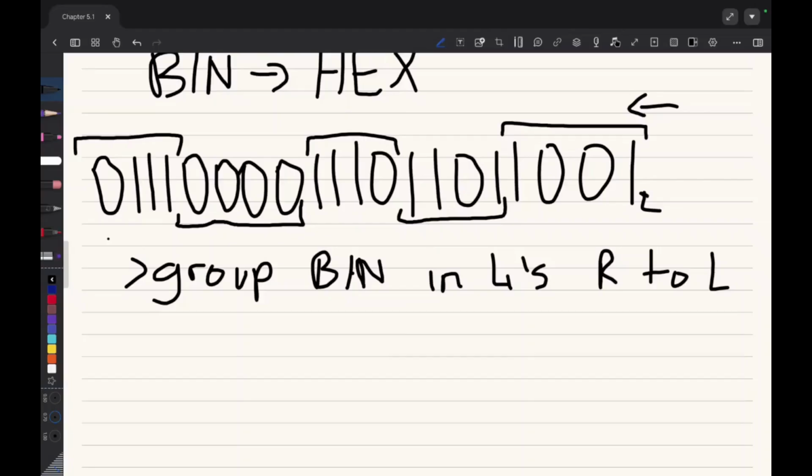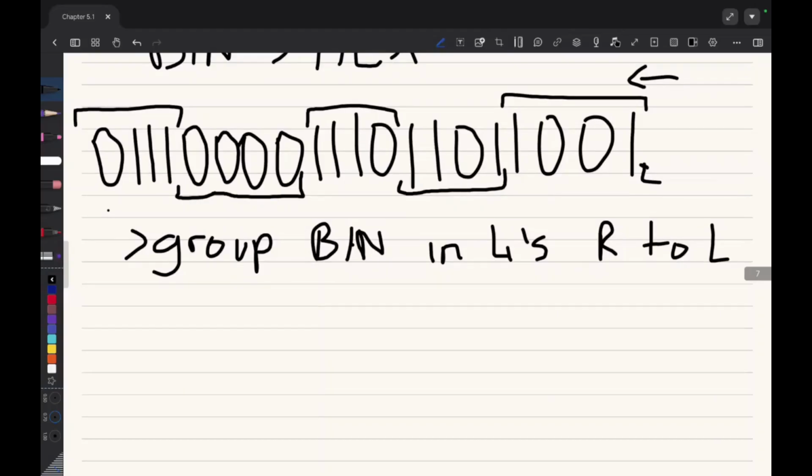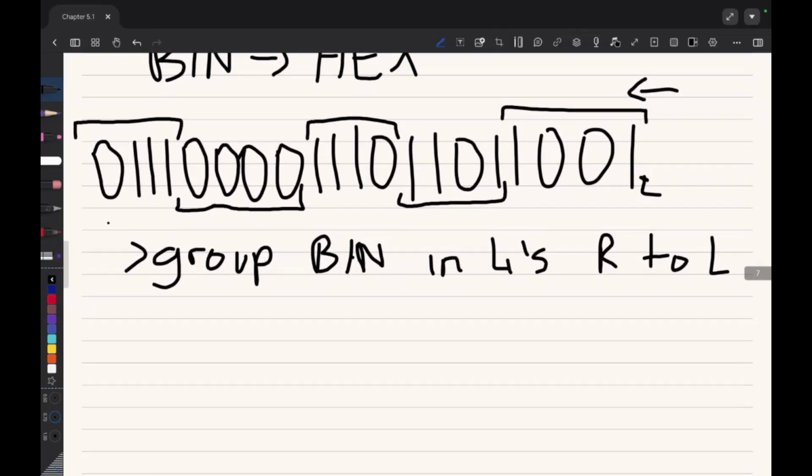Now let's start from the furthest right. We have 1001. What's this number in hexadecimal? It's 9. And 9 in hexadecimal is 9, yes. Now we have this number right here, 1101. We have 8, 12, 13. And what's 13? It's D.